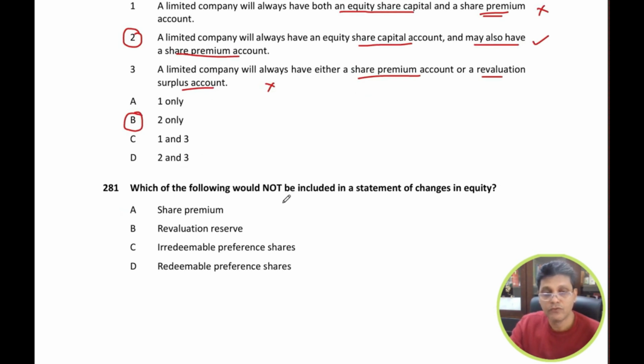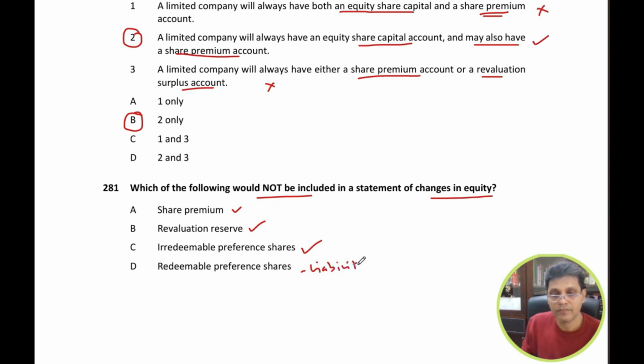Which of the following would not be included in the statement of changes in equity? So share premium will be included, revaluation reserve will be there, irredeemable preference shares will be there. Redeemable preference shares is a liability. It's not part of the equity. So therefore the correct answer is D.